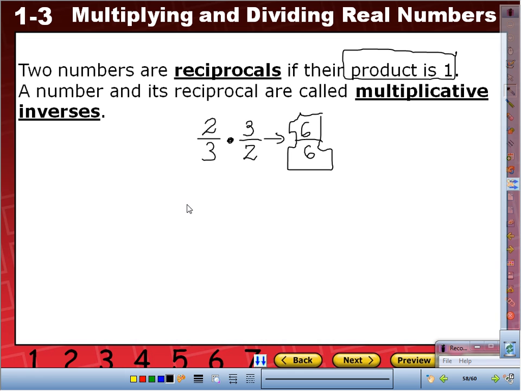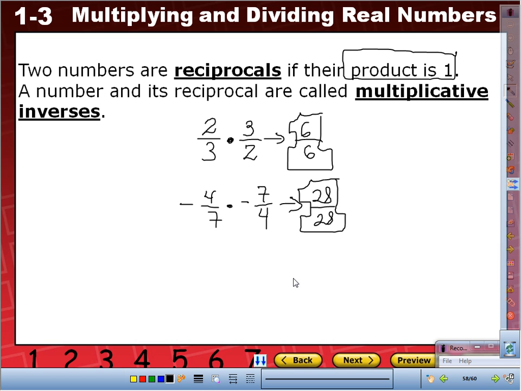Let me give you another example. How about if I said negative 4 over 7. The reciprocal would be negative 7 over 4. Why? Because, check this out, are they the same sign? Yes, so the answer is positive. So 7 times 4, that's 28 over 28, which is also a what? So far, so good?